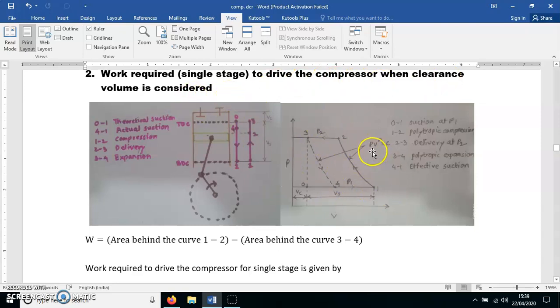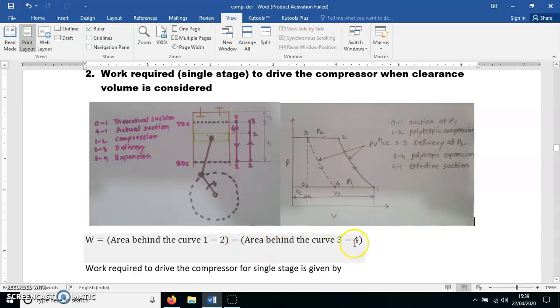So how to calculate this area? Loop 1, 2, 3, 4, 1. This area we need to calculate. It is simple. Graphically, we can express this area as W equals the area behind the curve 1 to 2. Which area? This area. You can see the cursor movement. I am moving the cursor on the border.